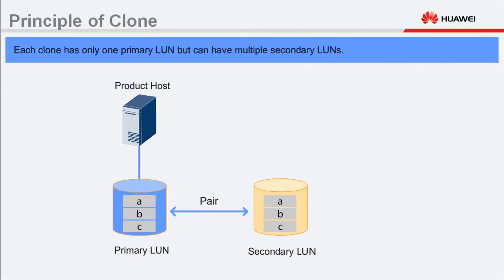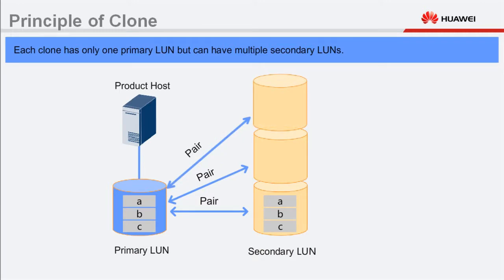Each clone has only one primary LUN, but can have multiple secondary LUNs. The primary LUN and a secondary LUN form a pair. Each time a secondary LUN is added to a clone, a new pair is formed.